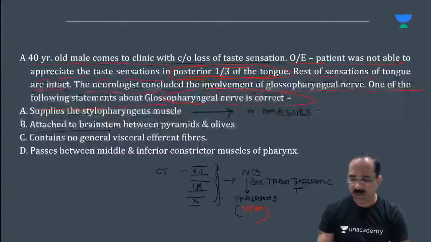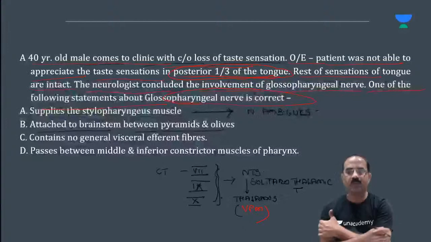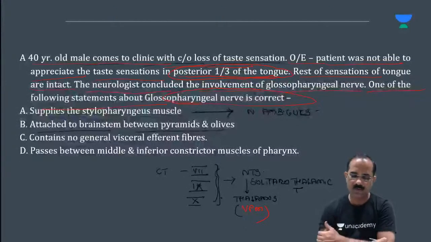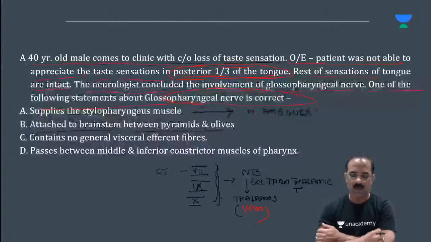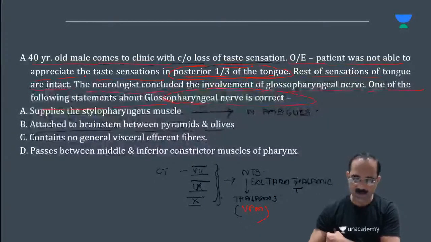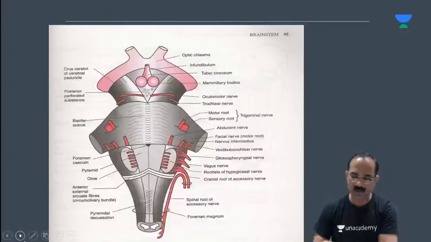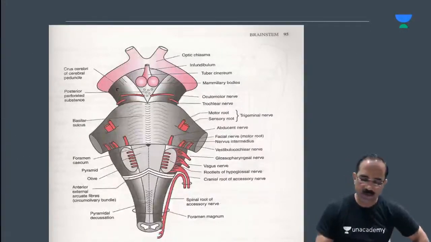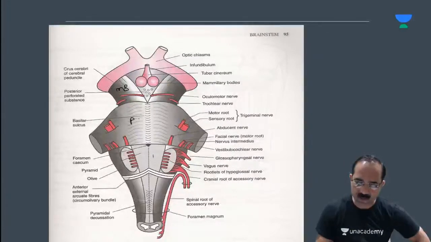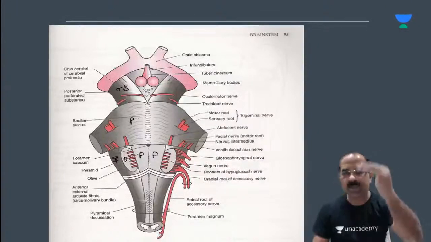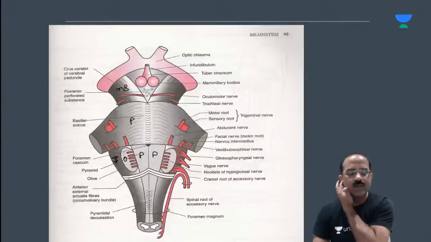Attached to the brainstem between the pyramids and the olives. What do you say? I've got a slide for you. Look at this. This is the midbrain, that's the pons, and that's the medulla. What is this in the medulla? This is the pyramids here, this is the olives here, and that's the inferior cerebellar peduncle. Pyramids, olives, and the inferior cerebellar peduncle.